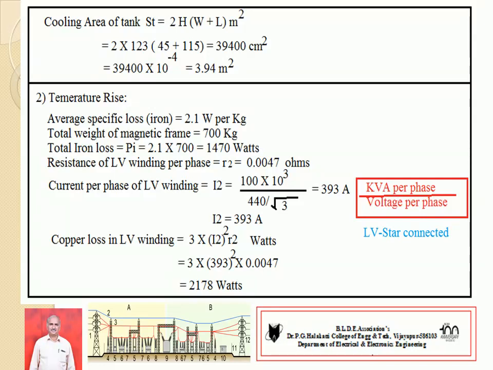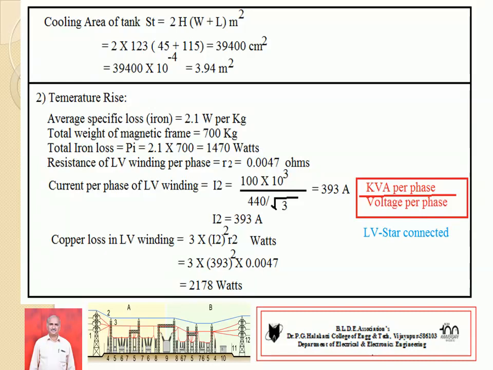Now the problem given is somewhat complex and interesting. Now you see there, the average specific loss is given as 2.1 watts per kg. Hence I have to multiply watts per kg into kg. Then we are going to get loss. Total iron loss equals Pi, 2.1 watts per kg into kg. We are going to get 1470 watts.